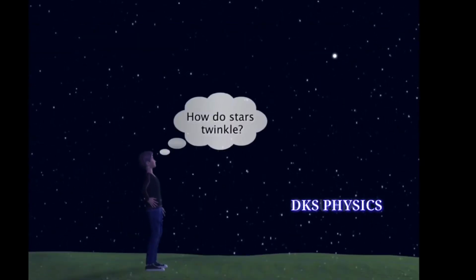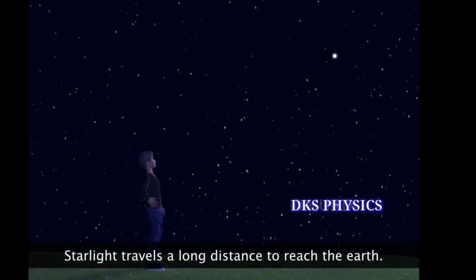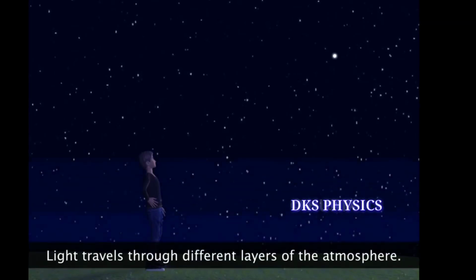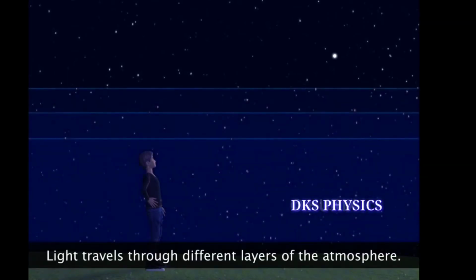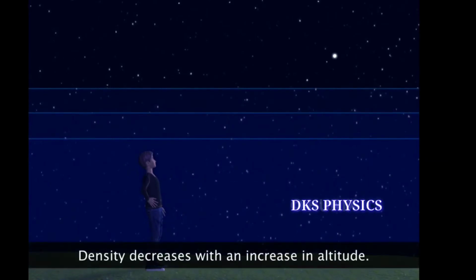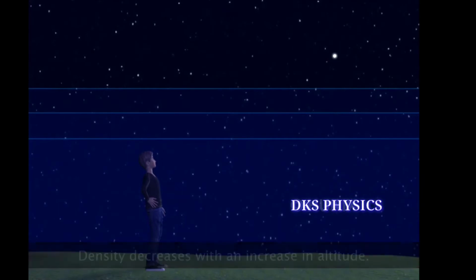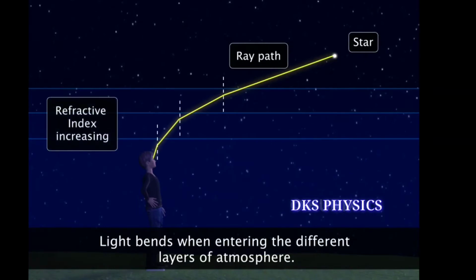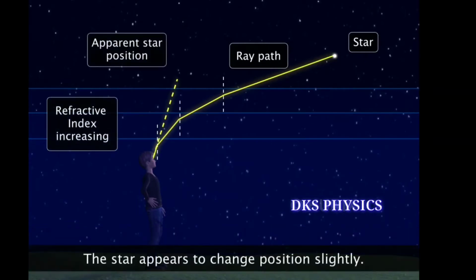How do stars twinkle? The light from the stars reaches our Earth after traveling a long distance. The light travels through different layers of the atmosphere. The density of air decreases with increasing altitude. When light from a star travels through different layers of the atmosphere, it bends constantly. The star appears to change its position slightly.